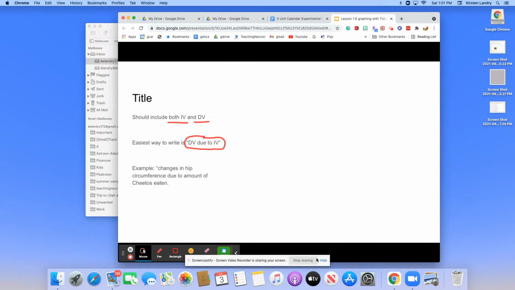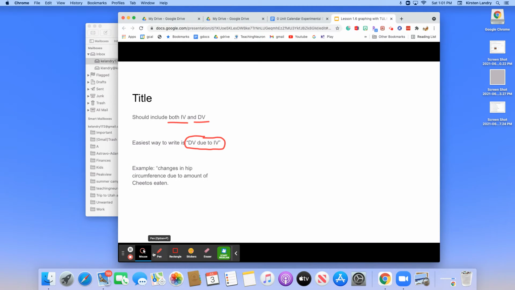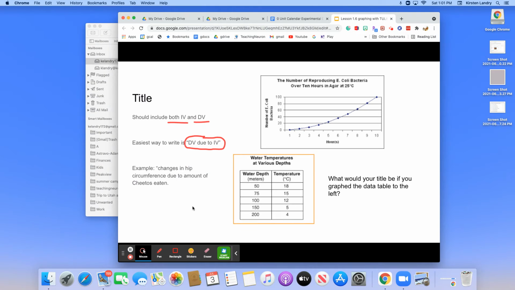In the Cheeto example, it would be something like changes in hip circumference due to amount of Cheetos eaten. So I did my dependent variable, which was the hip circumference, and my independent variable, which was how many Cheetos they ate. So here are some examples of a graph.